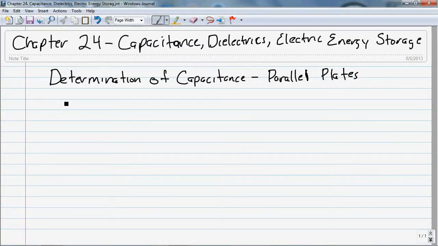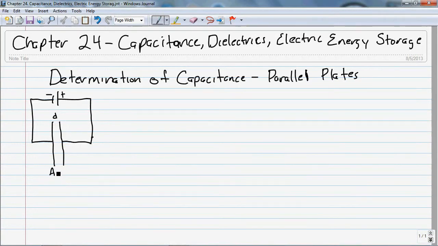From the last video, we talked about capacitors, and we talked about a parallel plate capacitor, and we had a charge source that was connected to two plates that are separated by some value D and have some surface area A. So A is the surface area of one plate.